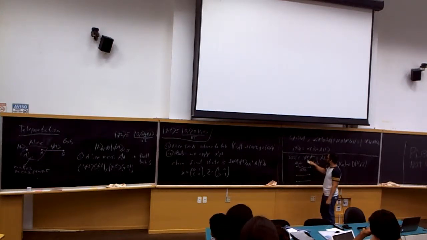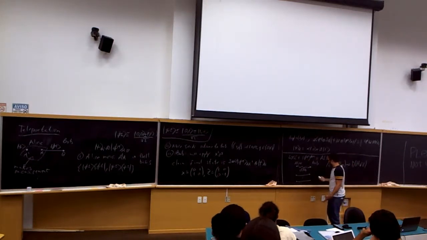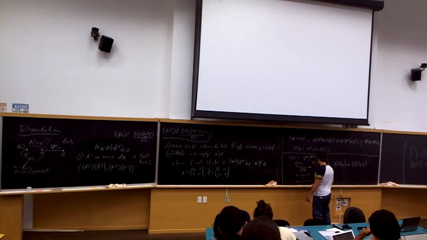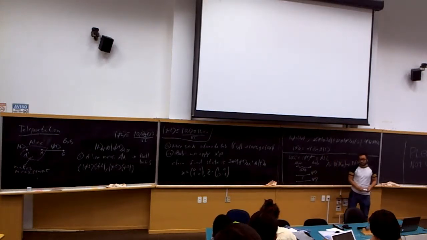This is also called an EPR pair. It has many names. It's one of the Bell states, it's called an EPR pair, it's called a maximally entangled state. All of those are in phi plus. So they have all these states.